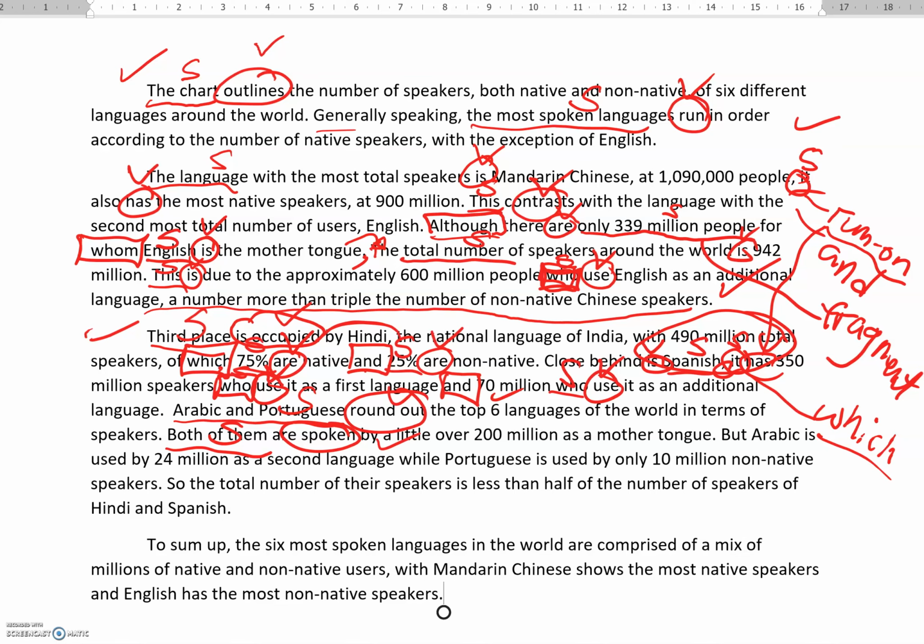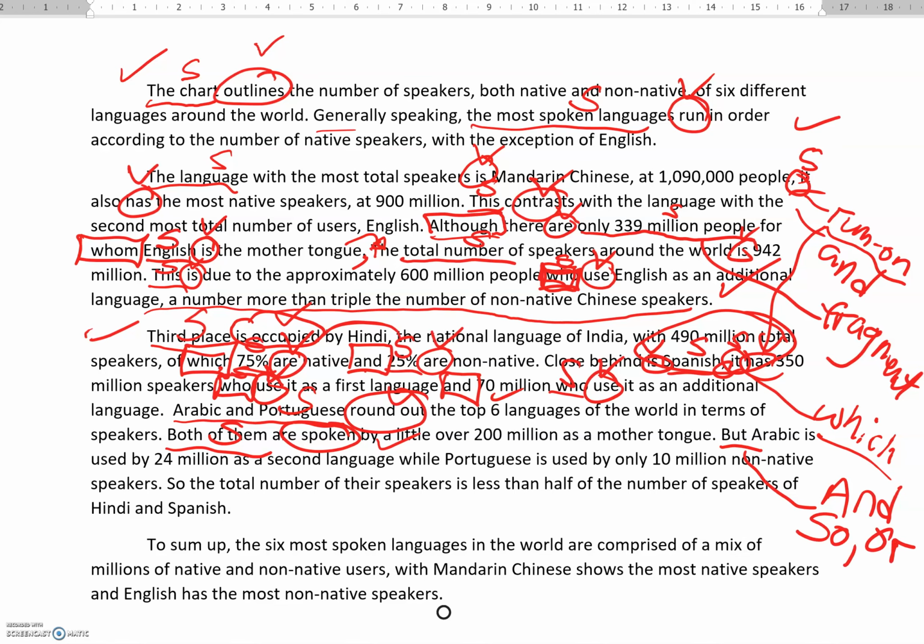But Arabic is used. This is interesting, okay? But at the beginning of a sentence. In a lot of writing in English, creative writing, story writing, even in newspapers, this is fine, using but at the beginning of a sentence. But in academic writing, the rules are stricter. And we generally say, don't use but at the beginning of a sentence. Don't use and at the beginning of a sentence. So, or. Okay, these kinds of conjunctions you shouldn't use at the beginning of a sentence.